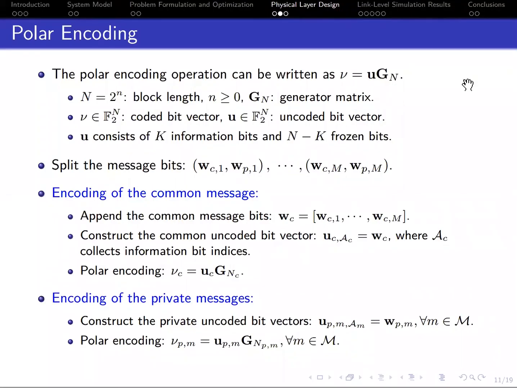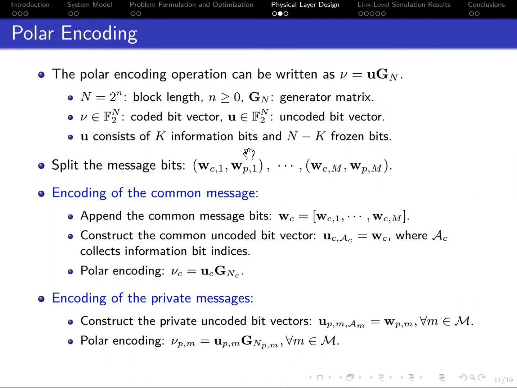Polar code is considered in our architecture. The polar encoding operation can be represented in this form. The block length of a polar code is expressed as capital N, and U denotes the uncoded bit vector input to the encoder, which consists of K information bits and N-K frozen bits. The indexes of K information bits are stored in the set A, while the indexes of the frozen bits are stored in the set A complement.